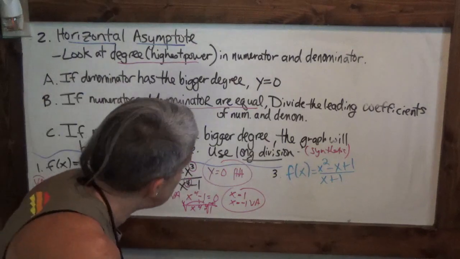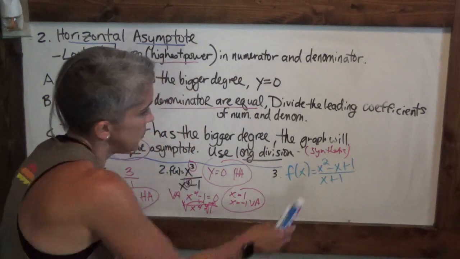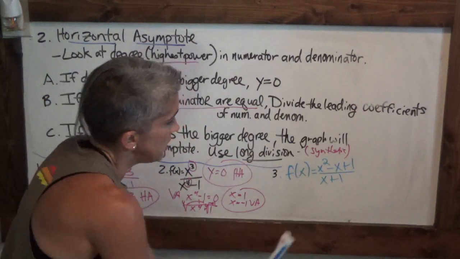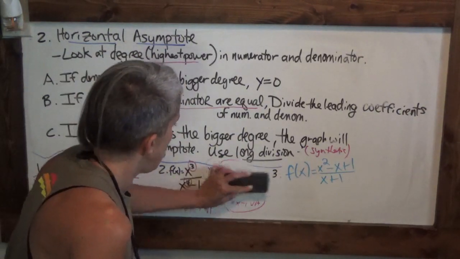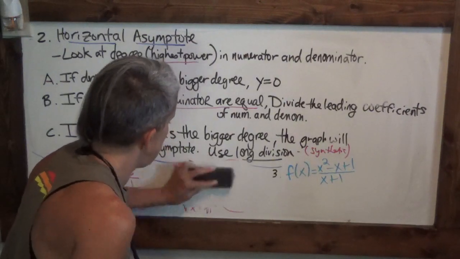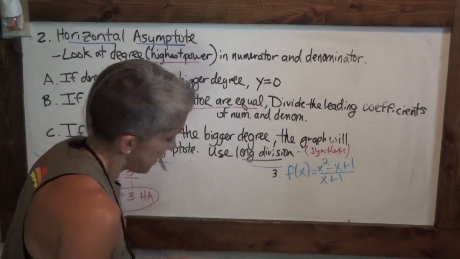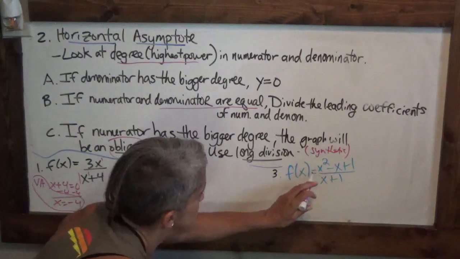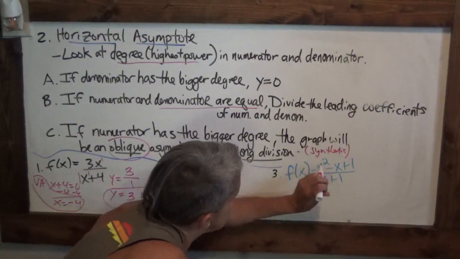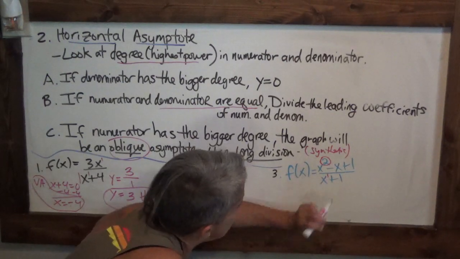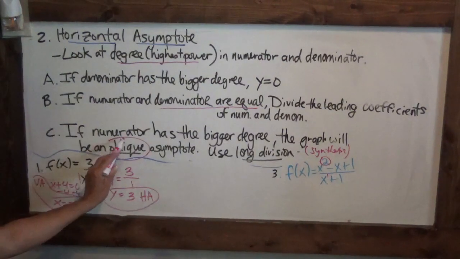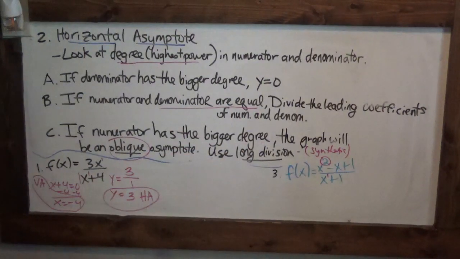Okay, last one here. We're looking at this one, x squared minus x plus 1 over x plus 1. Alright, I'm going to erase this. We are looking for our horizontal asymptote. So what is the degree of this top? Well, the highest degree here is 2. And what's the degree of the bottom? A 1. So that means the numerator has the bigger degree. So it's actually an oblique asymptote. So we need to use long division.